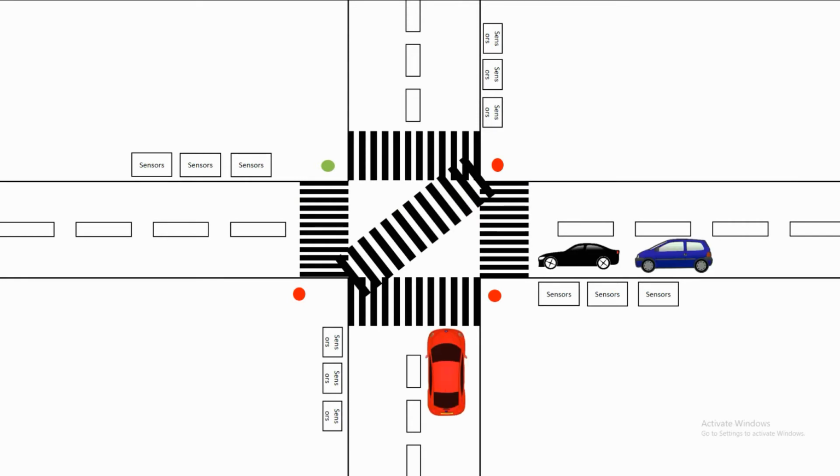Afterwards, if there is traffic on two roads and there is denser traffic on the other side of the road, the priority of that signal will be high first. Afterwards, the sensor will detect another traffic and its priority will be second, like this.